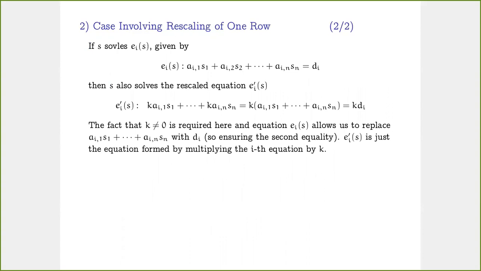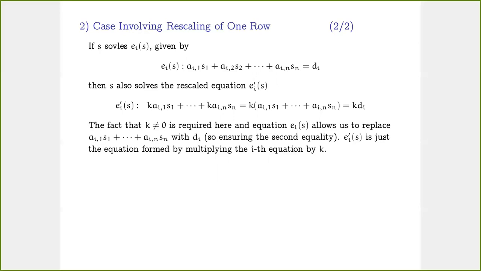Okay, now if S solves E_i of S, given by the following equation, E_i of S is the linear combination on the left with a_i's and the d_i on the right. Then S also solves the rescaled equation E prime. Now if we look at this, let's look at the linear combination on the left. E_i prime starts with k times a1 times s1 plus k times a2 times s2, up through k times an times sn, where I'm reading the second index, which labels the variables.